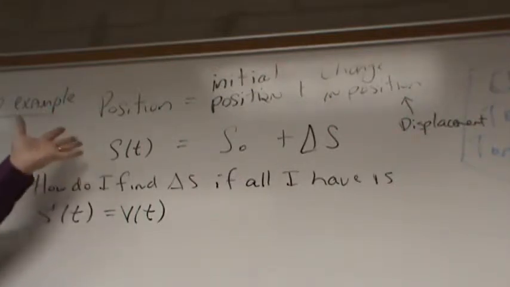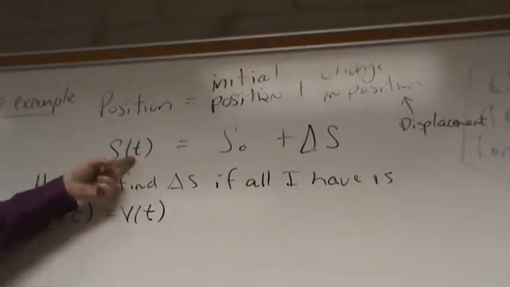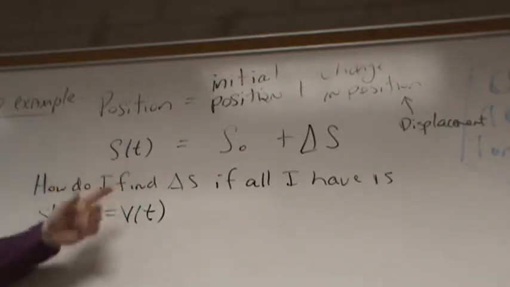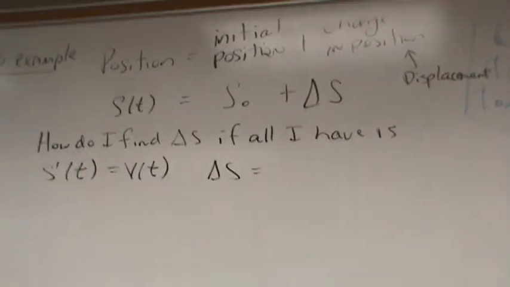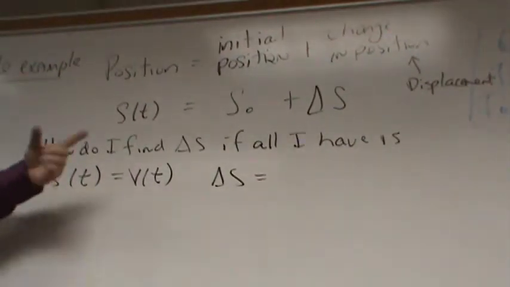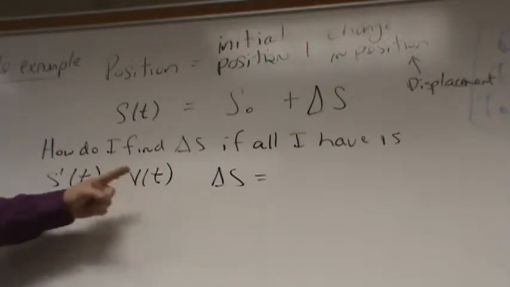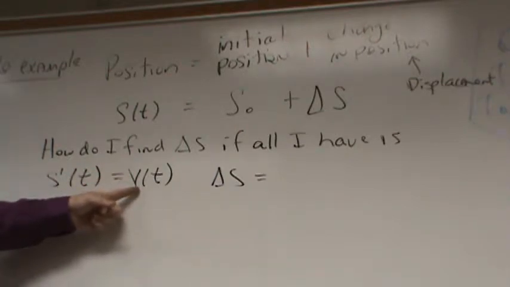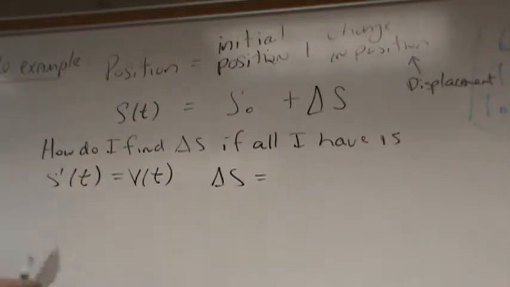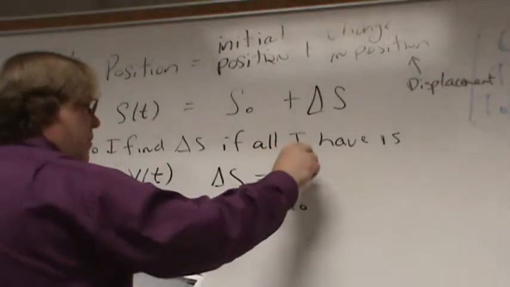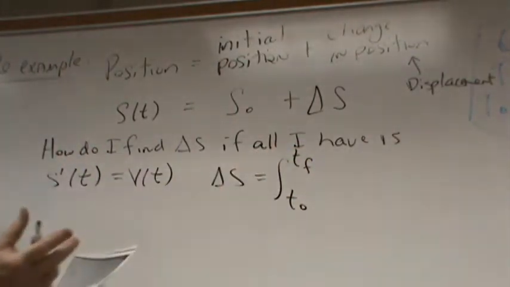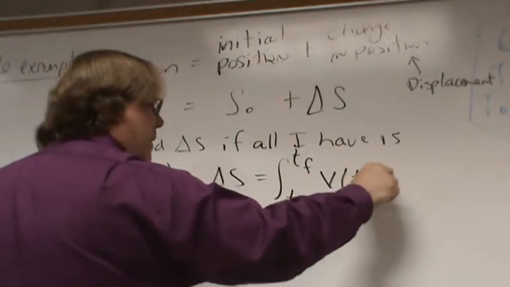If I had a formula for S of t, I'd just stick in various values of t and answer my question. But I don't have a formula for S of t. All I have is v of t. Well, we can still get an expression for delta S. If all I have is velocity, what am I going to have to do to this velocity function? Yeah, take the antiderivative. Your displacement is going to be the definite integral from the initial time to whatever final time you're interested in of v of t dt.